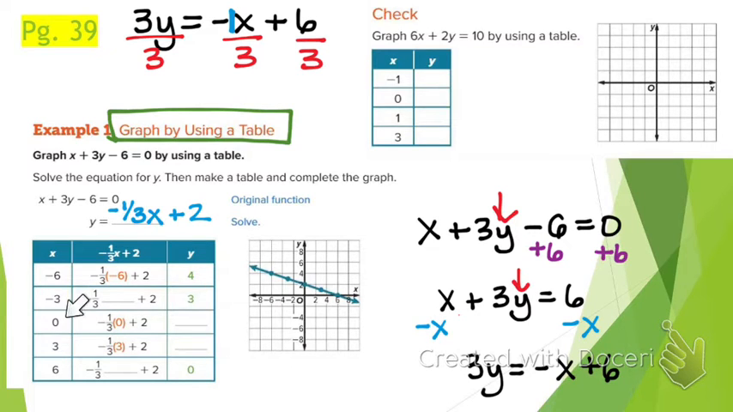And then the next number that Reveal chose was negative 3. So they substitute in a negative 3 right here. So negative 1/3 times negative 3 is 1. 1 plus 2 is 3. Now we have to figure out what these two numbers are. So go ahead and use your calculator, substitute in a 0 and substitute in a positive 3 to get your two y values. Don't say those out loud, just write them in your book.